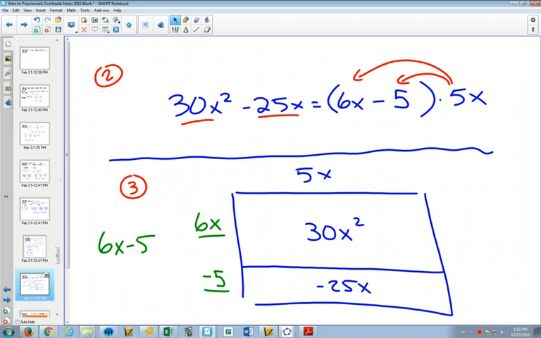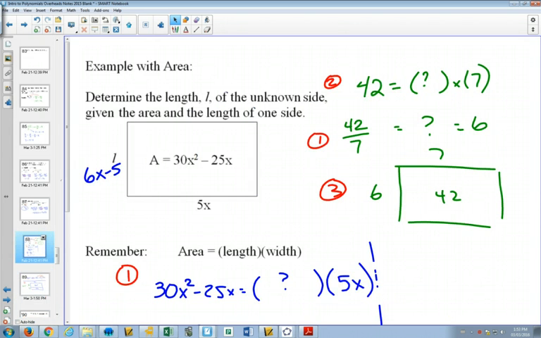But if the answer is going to be positive 30, then it has to be positive 6x here to get the positive 30 here. But the answer is negative 30. Is this supposed to be... No, if we go back to the original question, it was a positive 30x squared minus 25x. Okay?